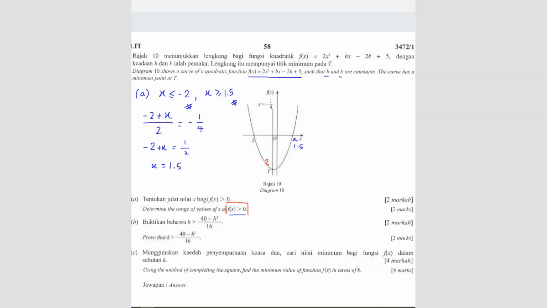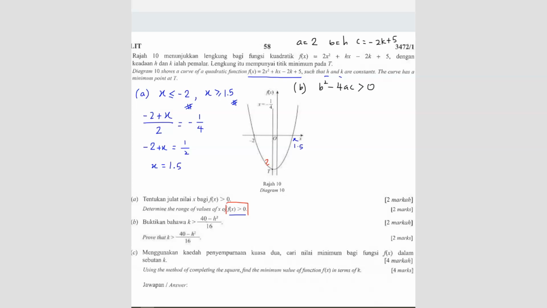Alright, question B. Prove that k is more than this. So when you see this range here, right, you can use the formula b square minus 4ac. Now this graph here has two real roots, right, two different roots. So we can say b square minus 4ac is more than 0. Okay, so from our equation here, we can form our a, b, c, right? A is going to be equals to 2, B is going to be equals to h, and C is going to be equals to -2k plus 5.